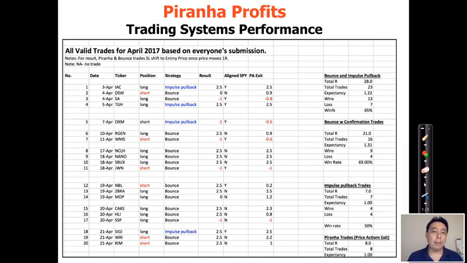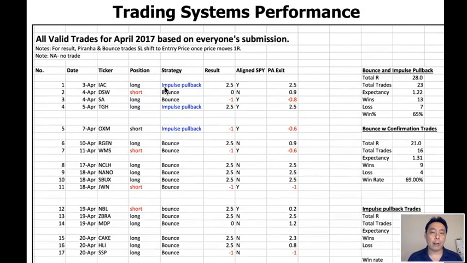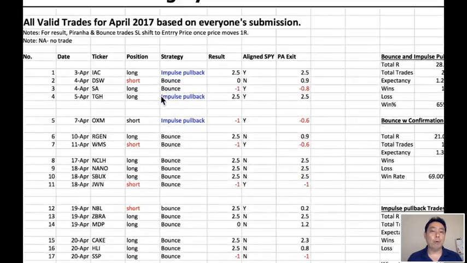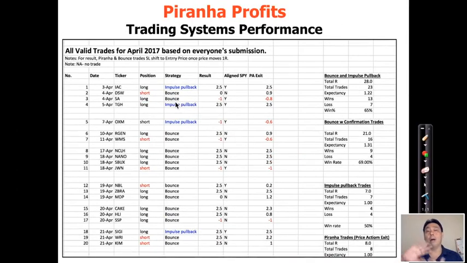So this is an example of the trading records that I have of my systems. Over here you can see two systems, the impulse pullback system and the bounce system. In level 1 of the course, you'll be learning the bounce system. And in level 2, you'll be learning the impulse pullback system and a whole lot of other counter trend trading systems, plus the intraday trading system.